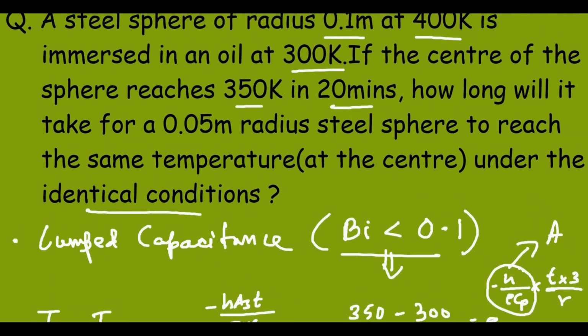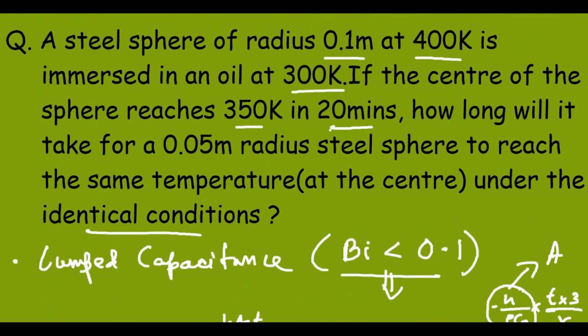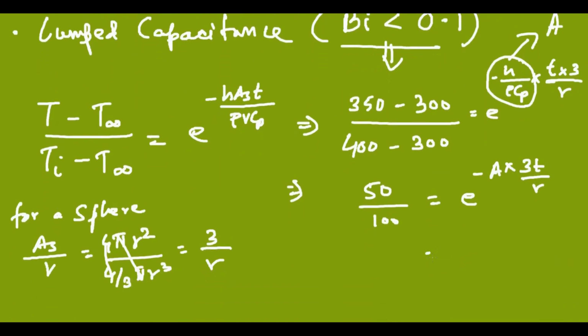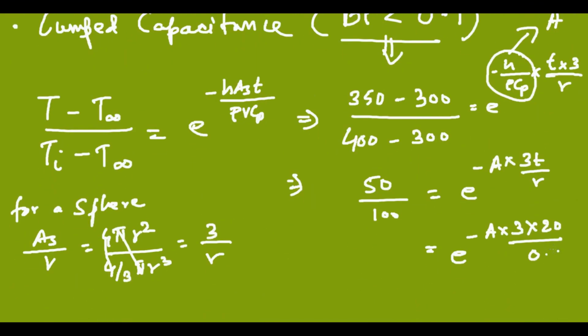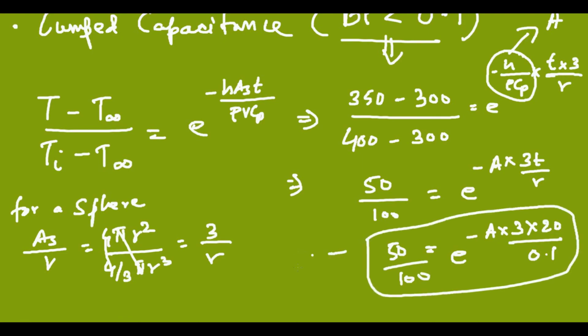So what is the value of t? The value of t is 20 minutes in this case, and the value of r is 0.1 meter. So what we get is e power minus A into 3 into t, which is nothing but 20 minutes, and r is 0.1 meter. So this is equal to 50 by 100. This is my first equation.